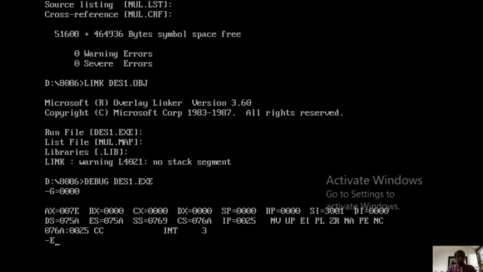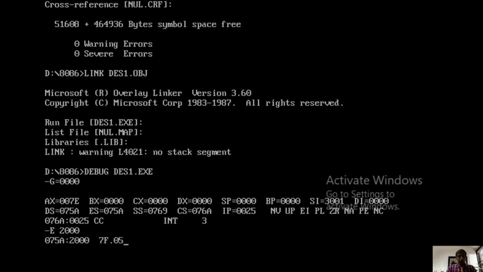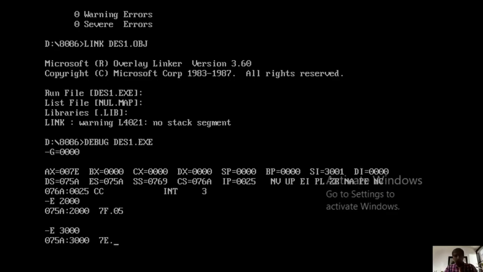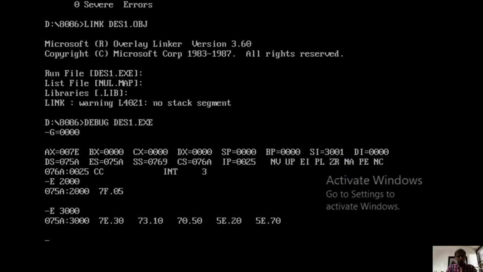The program is over. Then where I need to give the count, 2000, for that E space 2000. I am giving the count as 5, nothing but my N is equal to 5. The numbers start from 3000, so for that E space 3000. What are the numbers I am giving? In my problem 30, 10, then 50, then 20 and 70. Like that I am giving 5 bytes. Then run again, G equal to 4 zeros.